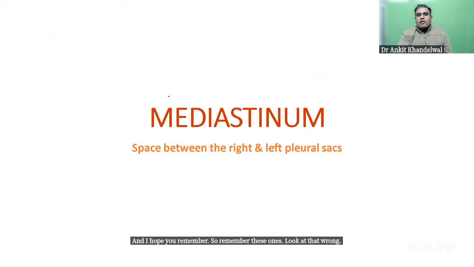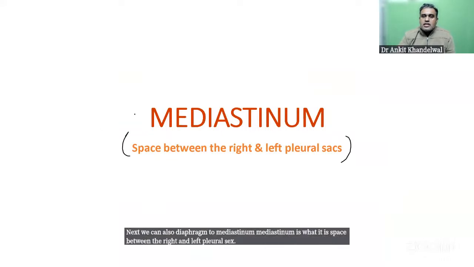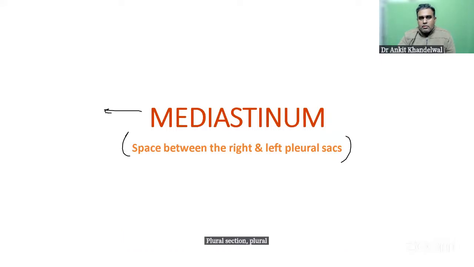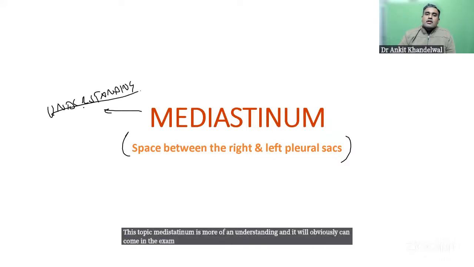Next, we come after diaphragm to mediastinum. Mediastinum is what? It is space between the right and left pleural sacs. Pleural sacs means pleural spaces. This topic, mediastinum, is more of an understanding. I mean, it can obviously come in the exam, no doubt about it. But you have to understand this. If you understood this, clear.